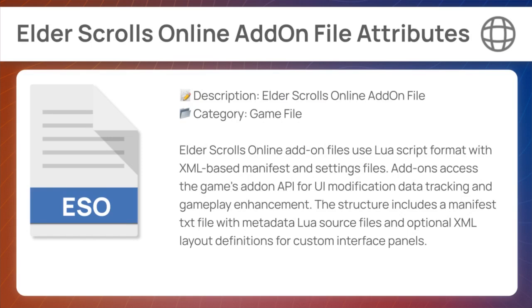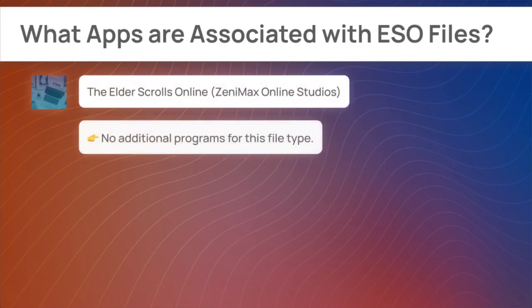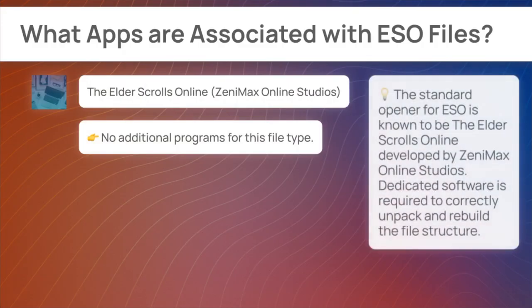The structure includes a manifest TXT file with metadata, Lua source files, and optional XML layout definitions for custom interface panels. The preferred application for managing the ESO file is the Elder Scrolls Online from ZeniMax Online Studios. Windows native tools lack the decompression modules necessary for this file. Windows cannot interpret most game file content, so opening or using them requires the game or dedicated tools.